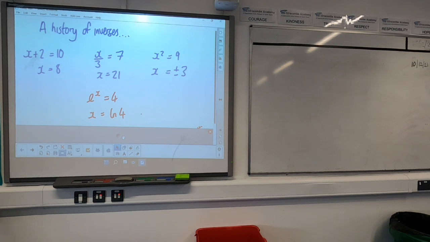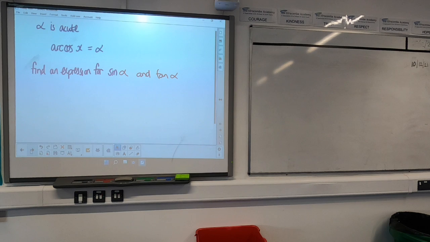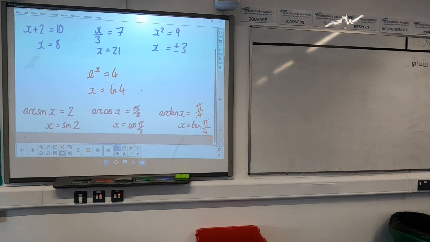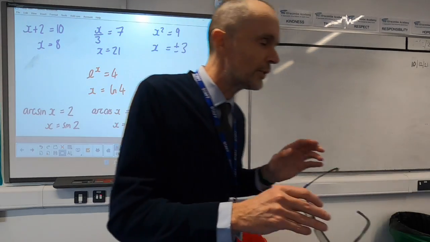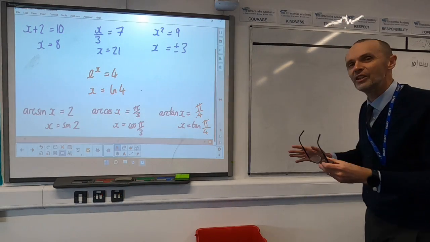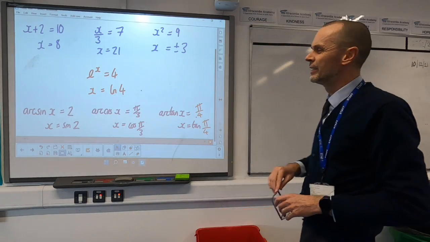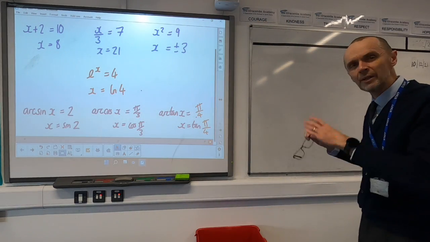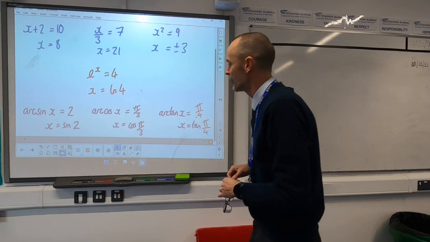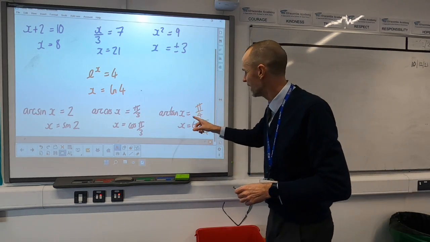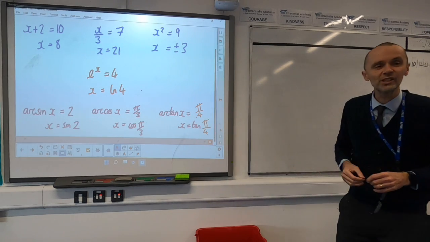And this week we've met the same thing with our inverse trig functions. So we talked yesterday about if you want to undo arc sine, which is sine to the -1, you just sine both sides. And if you want to undo arc cos, you just cos both sides. And if you want to undo arc tan, you just tan both sides. And this is just algebra.